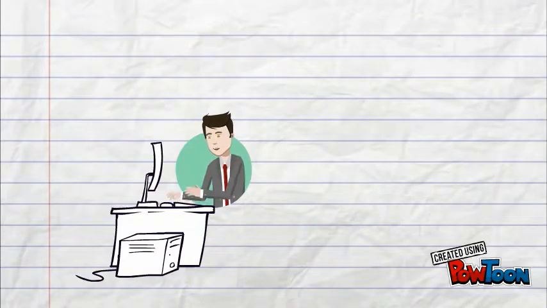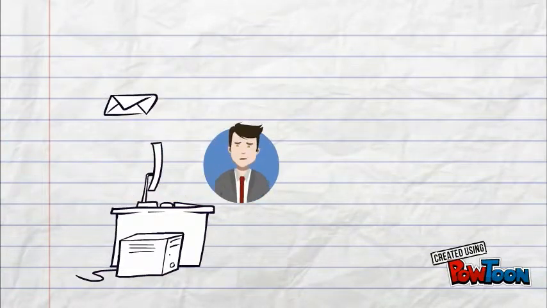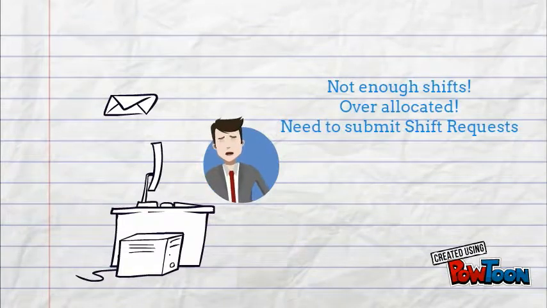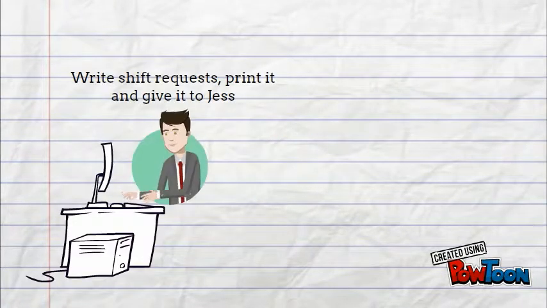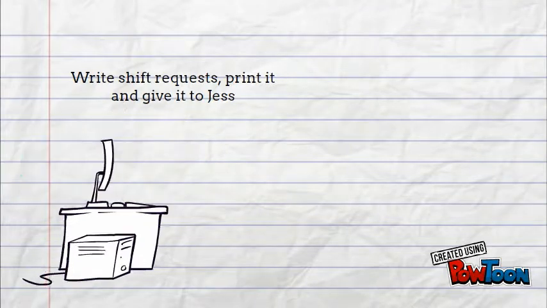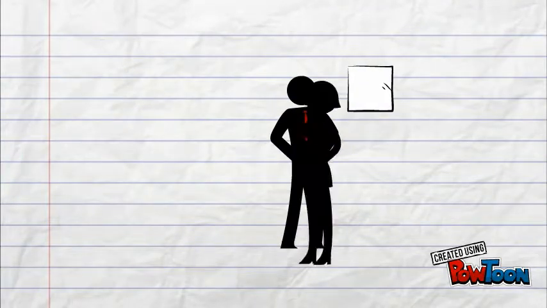It's in the morning and Fred is checking his emails. Oh, the new roster was published. Let's see what you got, Fred. What happened? You didn't get enough shifts? You were overallocated. You need to submit shift requests again. Fred writes a new shift request, prints it, and gives it to Jess so she can give it to John.